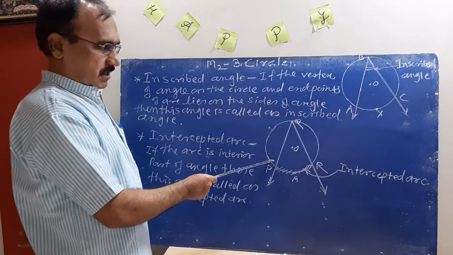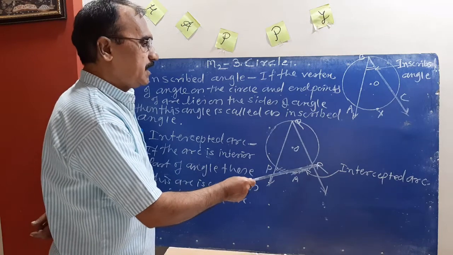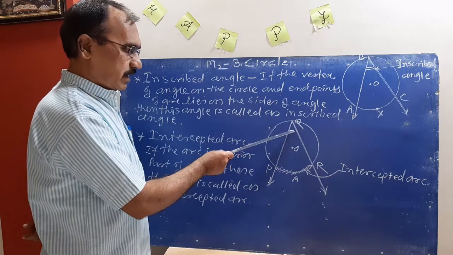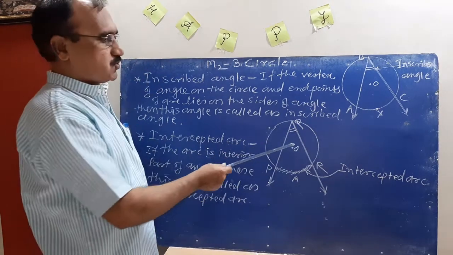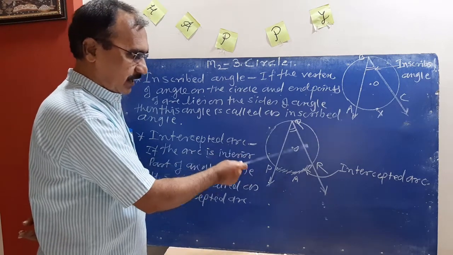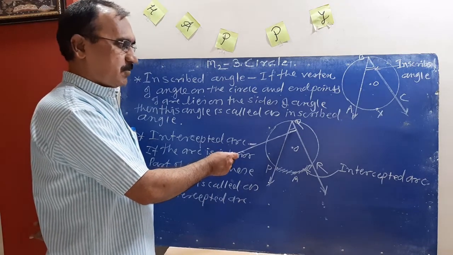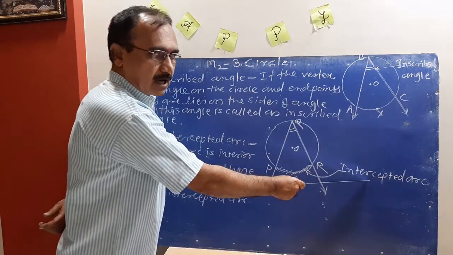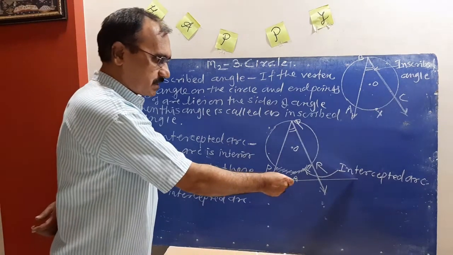Again draw this figure and now observe this arc and this arc, arc PAR and arc PQR. Here also angle PQR is an inscribed angle because the vertex Q is on the circle and the end points of the arc lie on the sides of angle PQR. The interior part of this angle is called the intercepted arc.